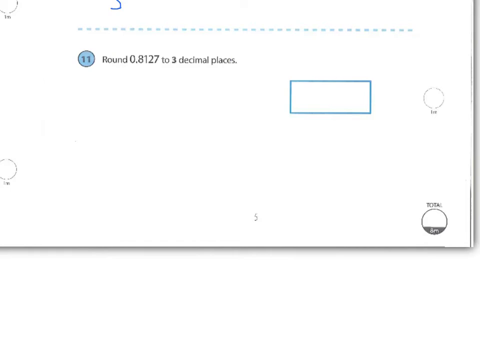Question 11. Round 0.8127 to 3 decimal places. So if I cut this number off after the third decimal place, it would be 0.812. Now to decide whether it stays as 0.812 or whether it goes up to become 0.813, I look at the digit that is after the cutoff, and that digit is the digit 7. Now if a digit is 5 or bigger, then it will in fact round the number in front of the cutoff up, which this does. So my answer to 3 decimal places is 0.813.